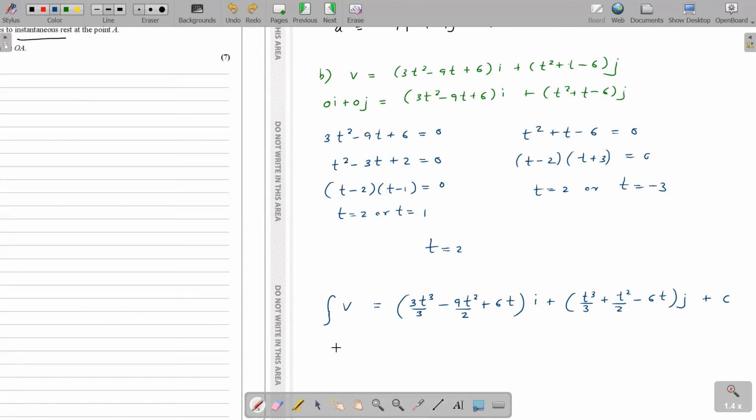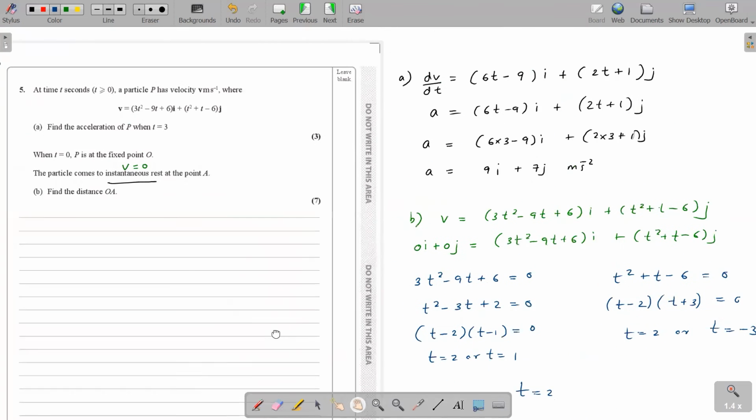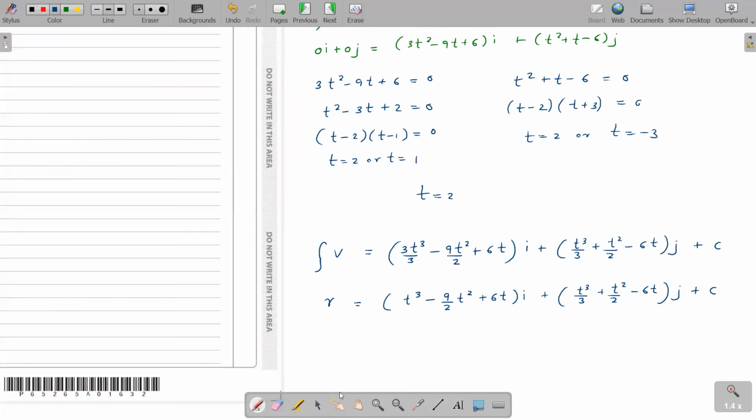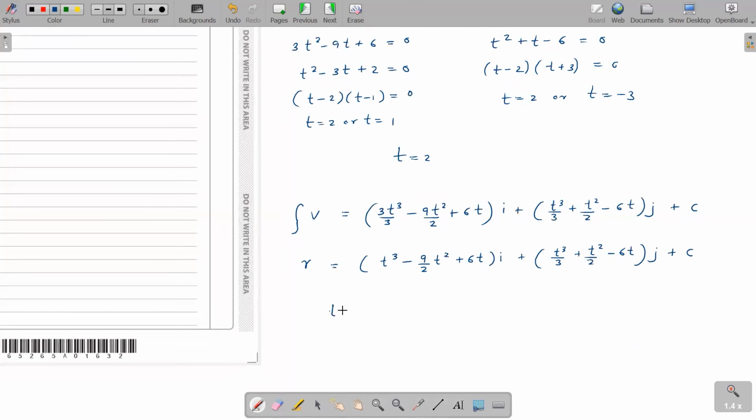Okay, so velocity integral gives us the displacement, the position vector basically. Because it's with i and j, we write r because it's a position vector. Then we get here (t cube minus 9 over 2 t square plus 6t) times i plus (t cube over 3 plus t square over 2 minus 6t) times j plus c. How do we find the plus c here? They have told here that at time 0 it's at the fixed point O, which means at time 0 you are at the origin. So at time 0, the r value is 0i, 0j.